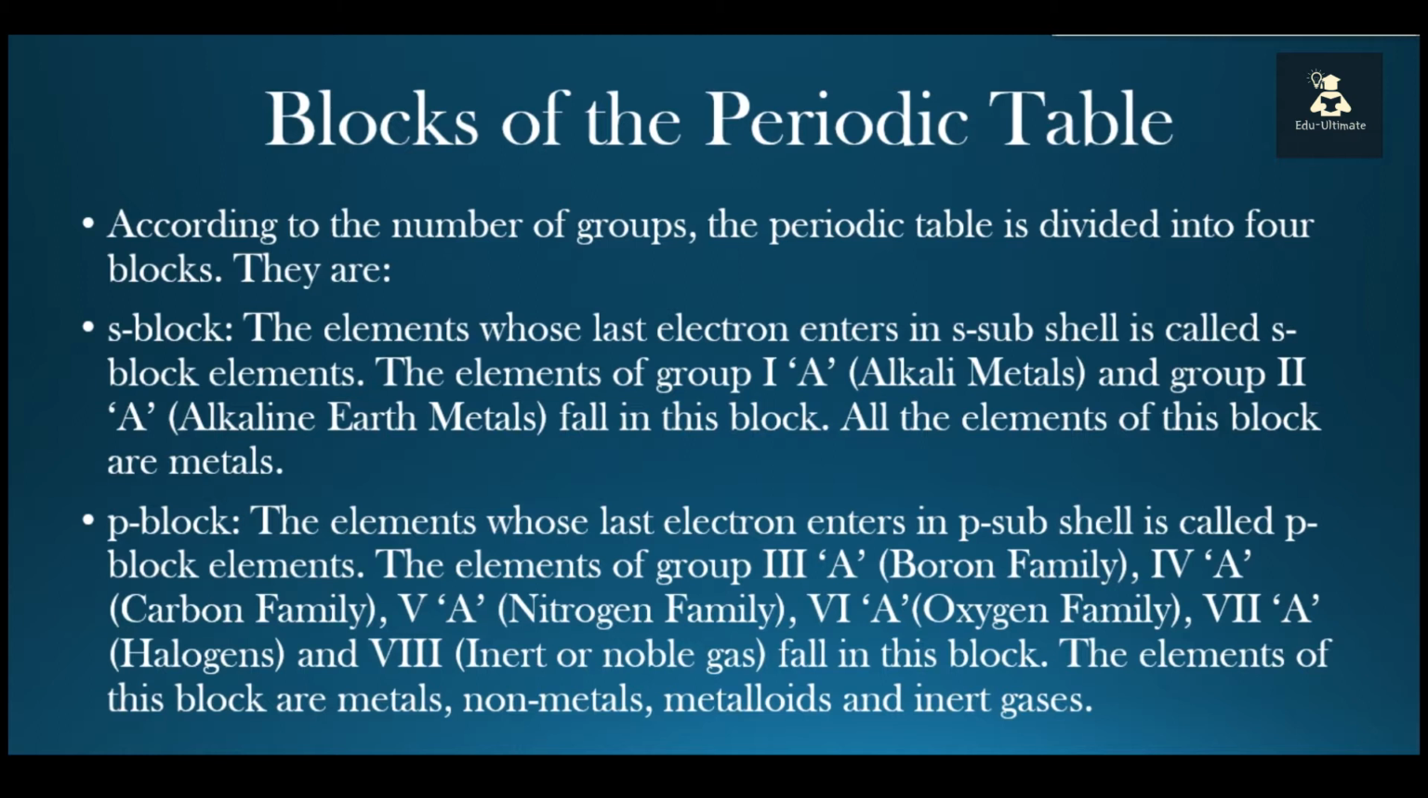P block. The elements whose last electron enters the P subshell are called P block elements. The elements of group 3A, boron family, 4A, carbon family, 5A, nitrogen family, 6A, oxygen family, 7A, halogens, and 8A, inert or noble gases, fall in this block. The elements of this block are metals, non-metals, metalloids, and inert gases.